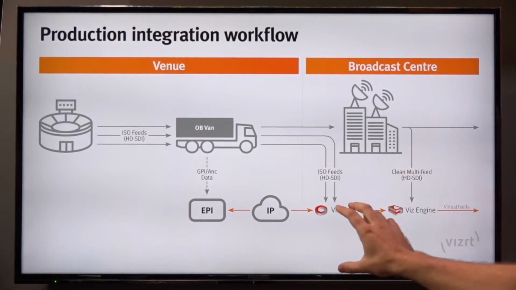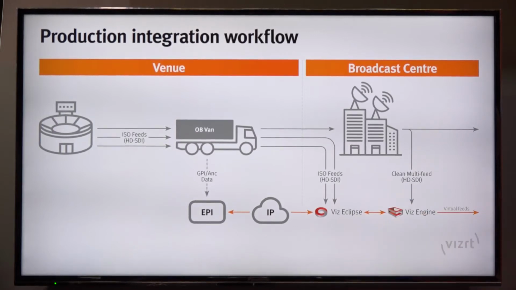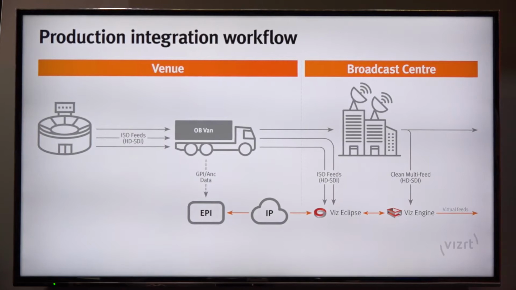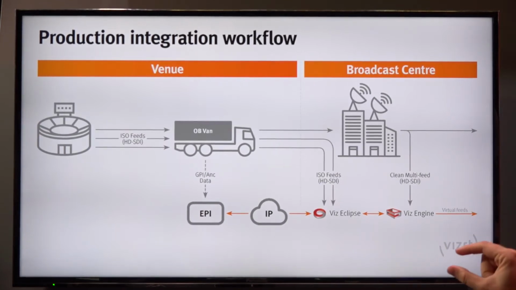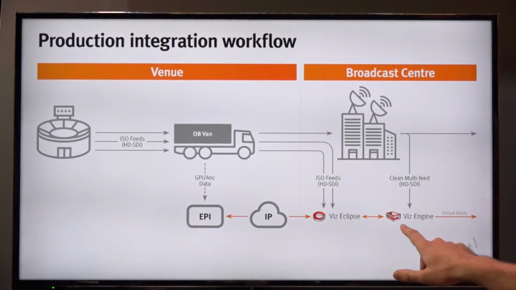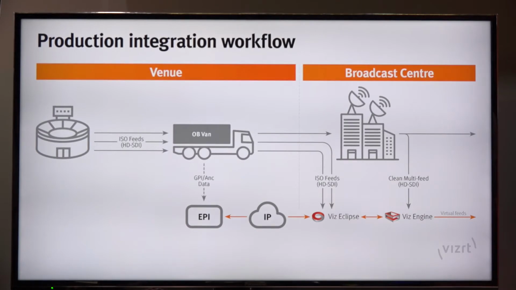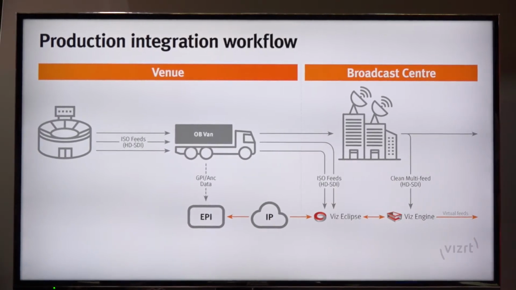What Viz Eclipse is basically getting is the ISO feeds, and based on that we're doing the tracking and the keying of the players, so that the system is able to replace the boards with virtual advertisement feeds. Then we can target multiple regions with virtual advertisement powered by our Viz Engine real-time graphics rendering engine. And if I show you quickly how the output may look.